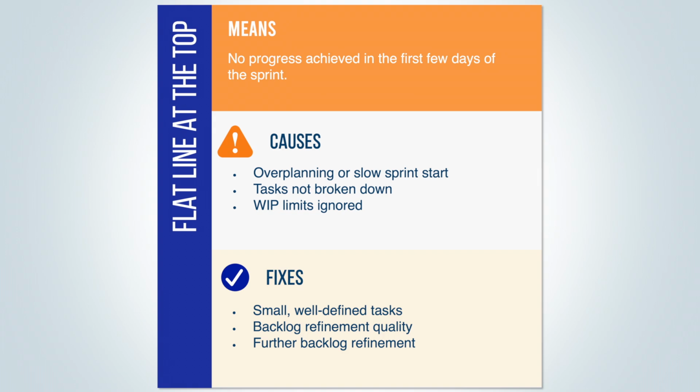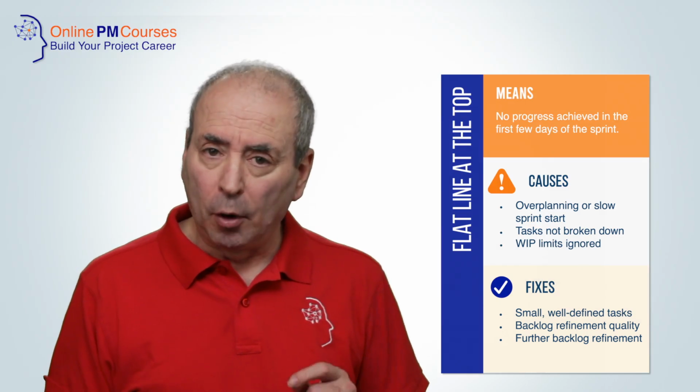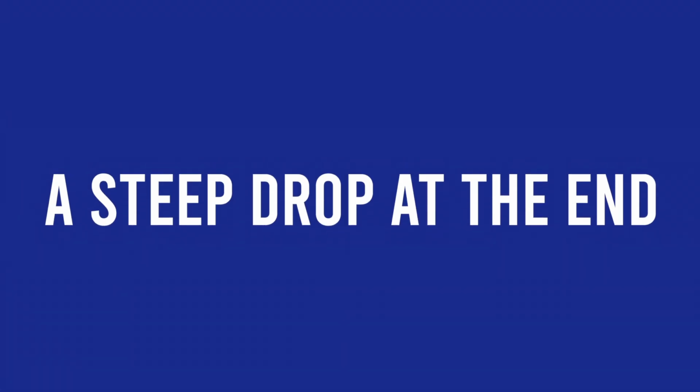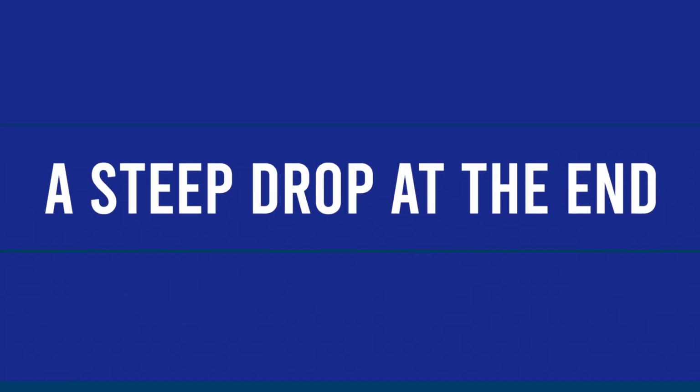So, to fix it, encourage pulling in smaller, more clearly defined tasks from the backlog. To do this, you need to revisit the quality of the work that's been done to refine the backlog, and possibly refine it further. Number 2, a steep drop at the end.